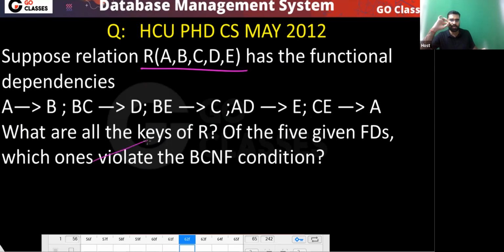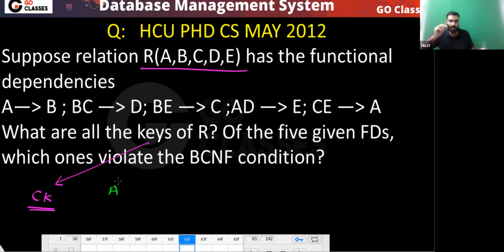When the question is asking for the key, what is it asking? Super key or candidate key? Key means candidate key. So you have to find all the keys. Tell me, which attribute does not appear on the RHS? Every attribute appears on the RHS.